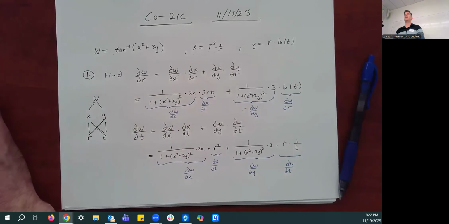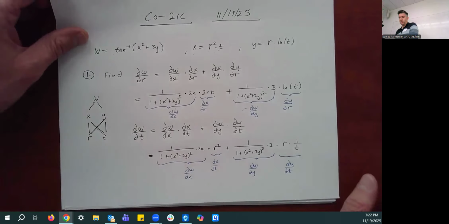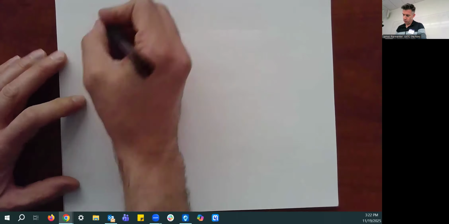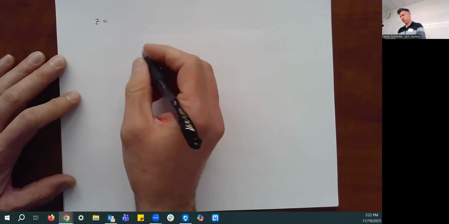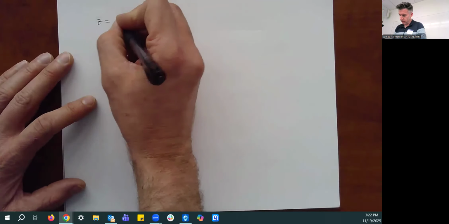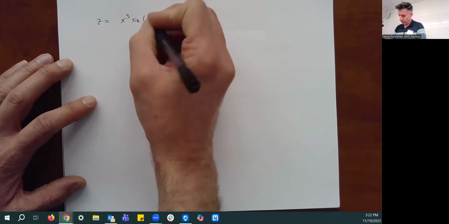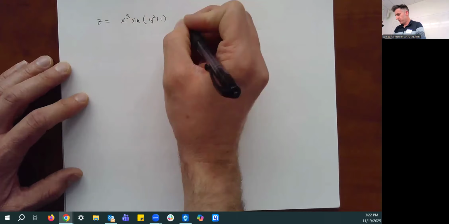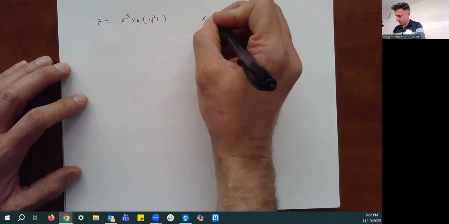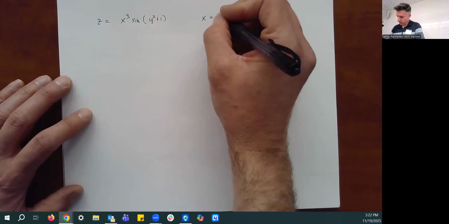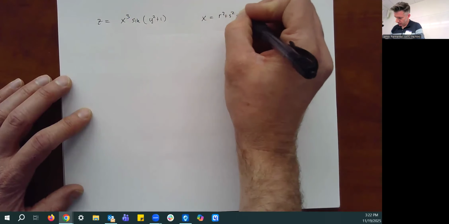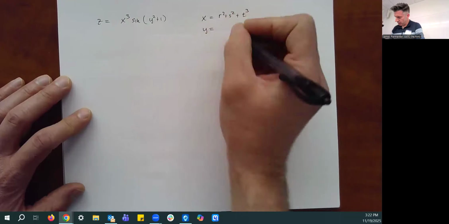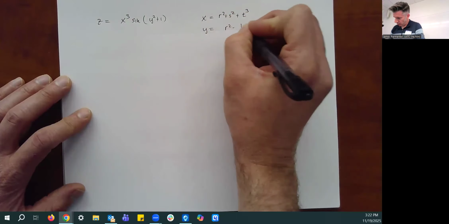Yes, I would say not very often, but that's certainly possible. So let's do an example like that. Let's say we have z equal to x cubed sine of y squared plus 1. Then x is r squared plus s squared plus t to the third, and y is just r squared times natural log of s.